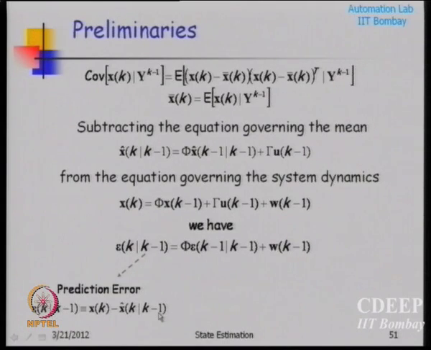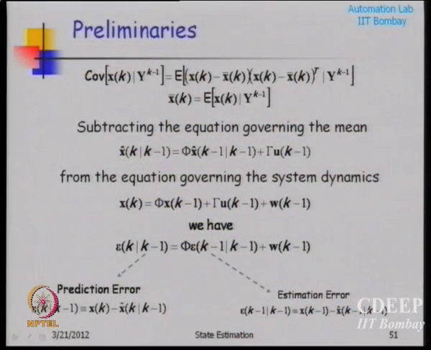If I actually find this difference, I am defining this difference xk given k minus 1. I am going to call it a prediction error. I have a predicted value of x right now. I have not done any correction. And this is the estimation error. Estimation error is xk, the true value of x, minus the conditional estimate of x using information up to k minus 1. So I am getting a difference equation that relates the new error with the past error and wk. So this error itself is a stochastic process.